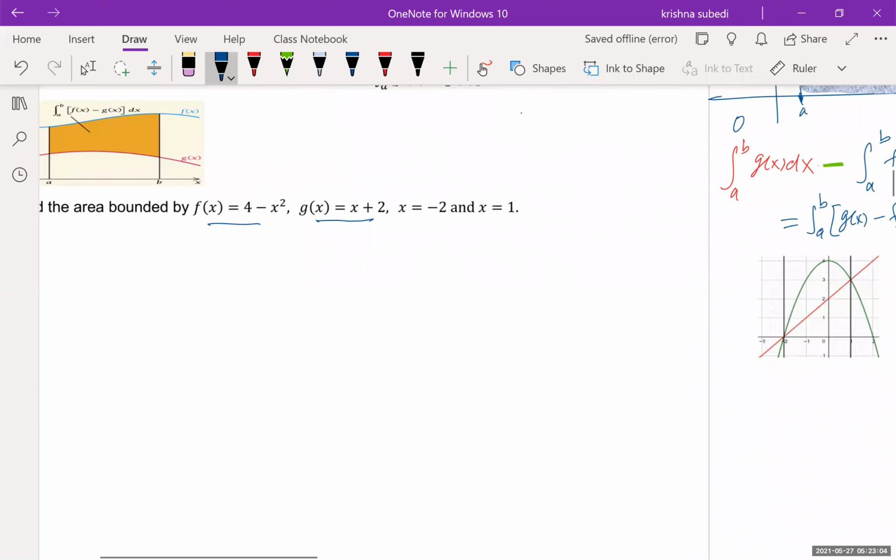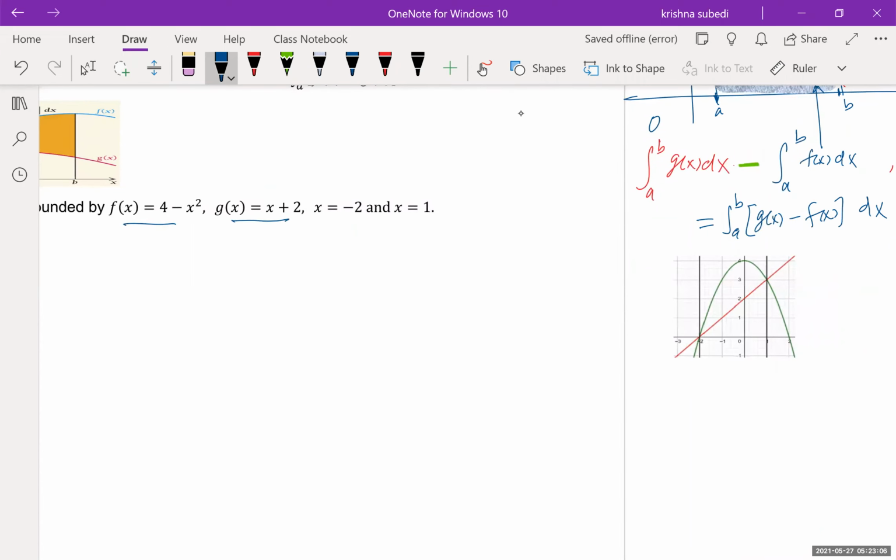If you draw the graph, it looks like this. Here is the graph, guys. This is your f of x, the green line, the parabola, because it is 4 minus x squared, and you know that this is a parabola which opens down. So this is my f of x, and g of x is the red linear line. x plus 2 is, of course, linear, right? A straight line. So this is g of x.